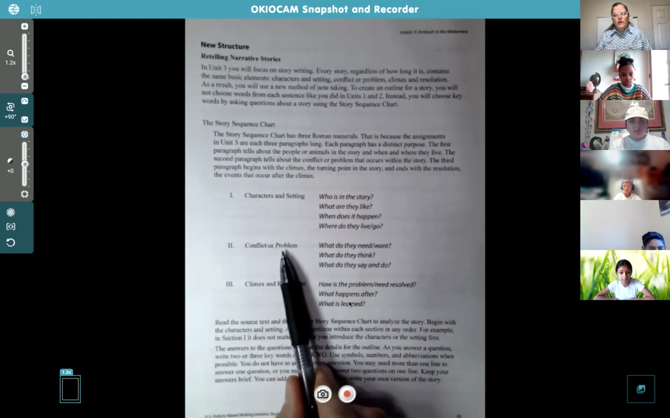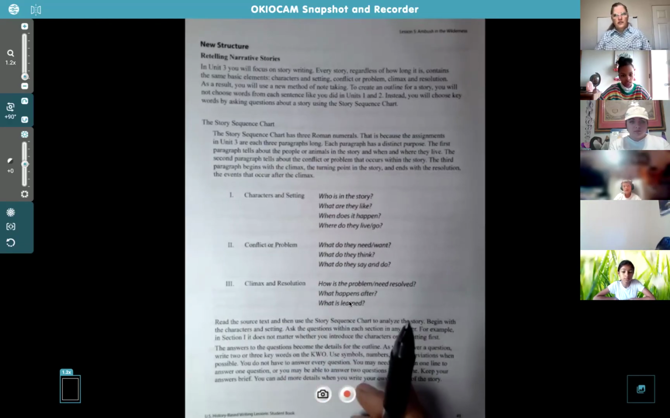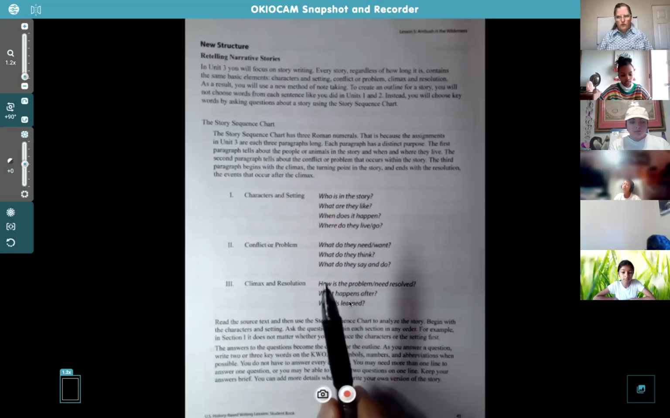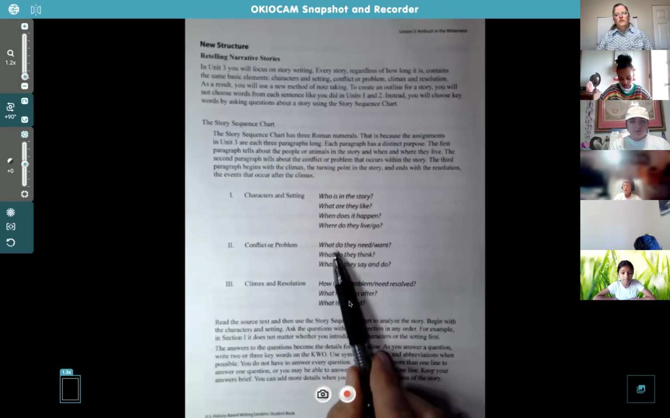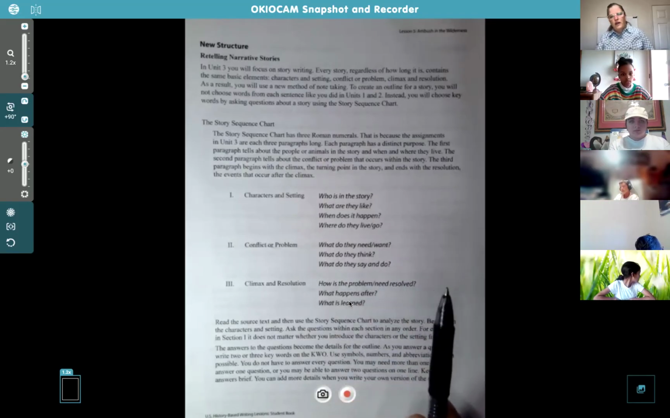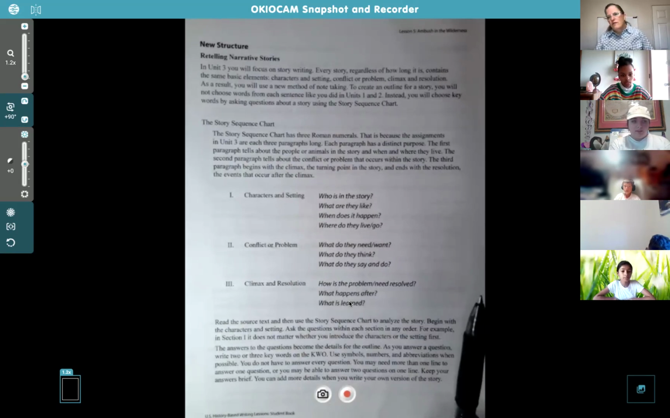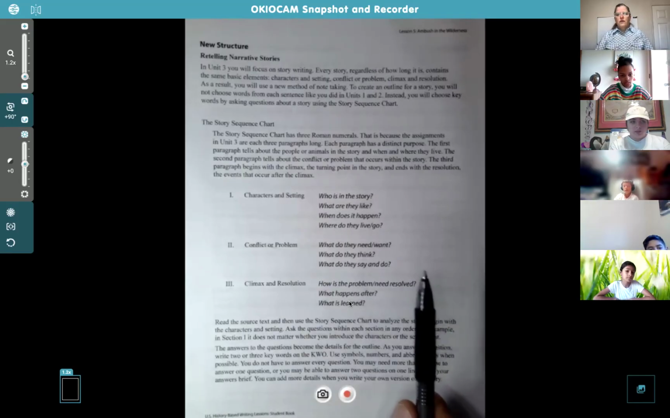And then the conflict and problem. This is the part of the story that makes it the most interesting and entertaining. And if you think about it, pretty much every book or story or even movie has this. They have a conflict or a problem, and that's what makes it interesting: how are they going to get out of this situation? And these are the questions we'll ask for that middle paragraph. What do they need or want? What do they think? What do they say and do? In Kung Fu Panda, this is when Tai Lung is defeating everybody and he's just beating up everybody, including Po. And so that's where the problem is. How are they going to defeat him?